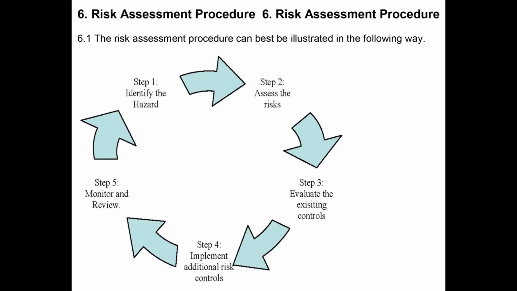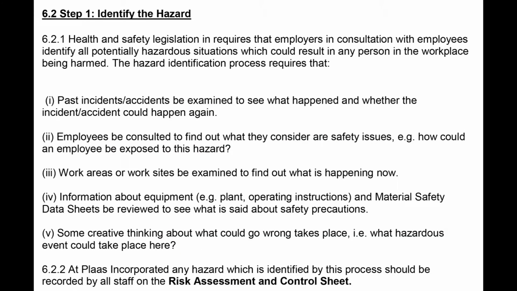Risk assessment procedure. Number 6. The risk assessment procedure can best be illustrated in the following way. Number 1, identify the hazard. Number 2, assess the risk. Number 3, evaluate the existing controls. Number 4, implement additional risk controls. Number 5, monitor and review. Identify the hazard.